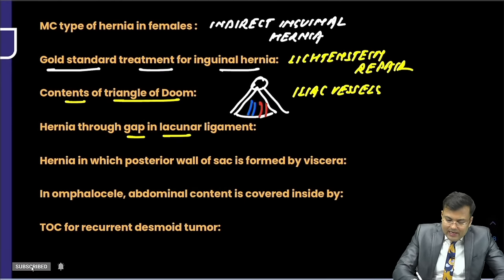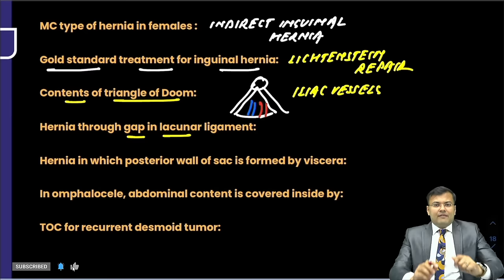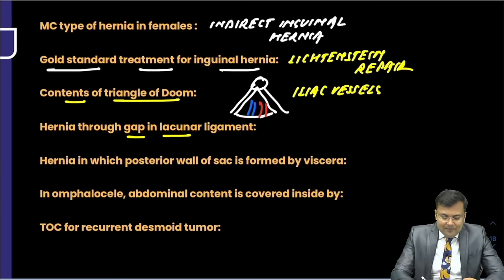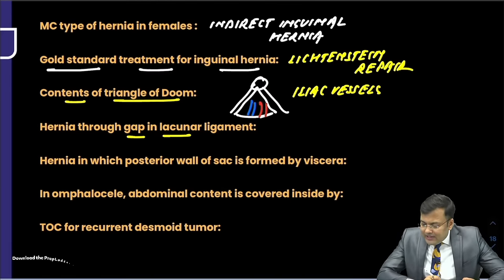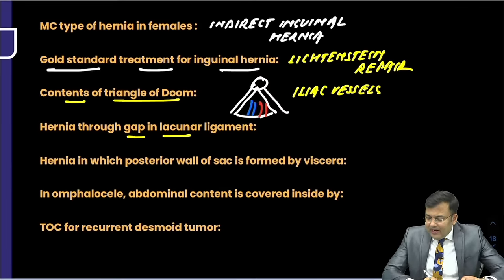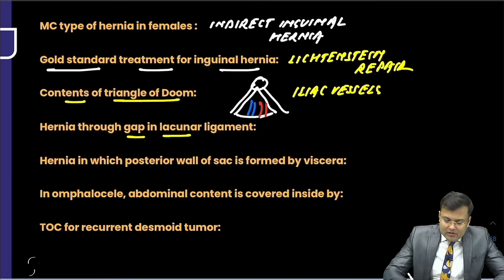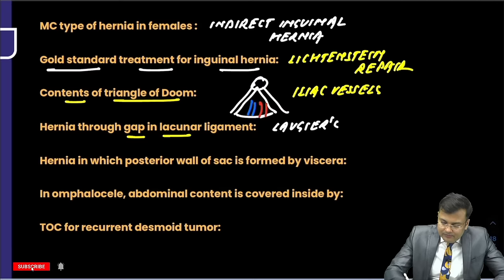Now, next question. Hernia through gap in lacunar ligament. It's a variant of femoral hernia. What's the name? Tell me, guys. Laugier's. Very good, Mushahid Khan. It is Laugier's hernia.